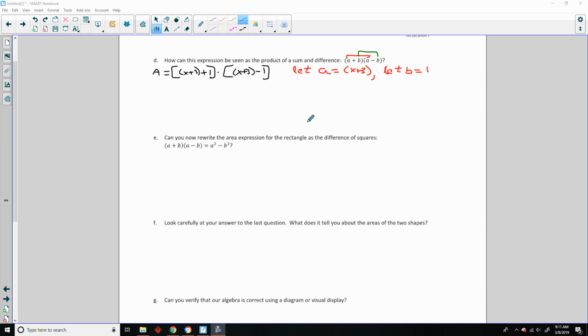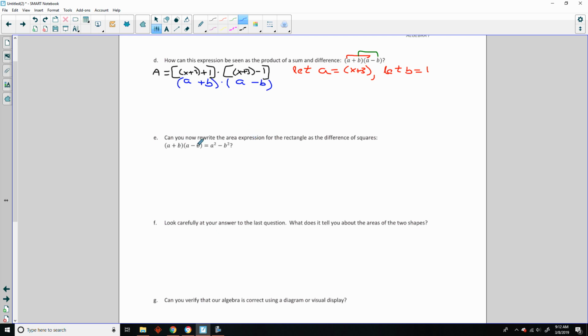Okay, so if A plus B times A minus B, which is what we have, can I rewrite it as A squared minus B squared? Since we have that setup, A plus B times A minus B, I'm just going to write these here again. Here's A, here's B, and there's a plus sign. Here's A, here's B, and there's a minus sign. So here's A plus B, A minus B, and we're multiplying. And so hopefully that makes it clearer.